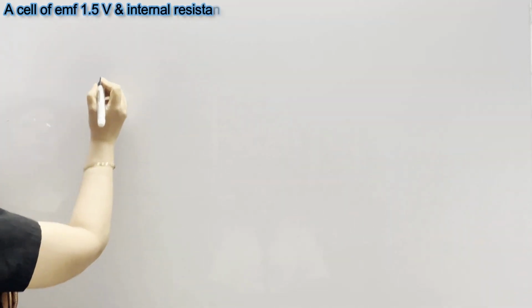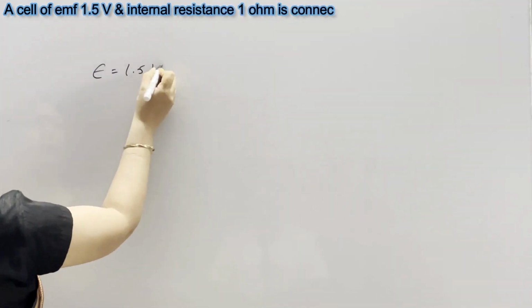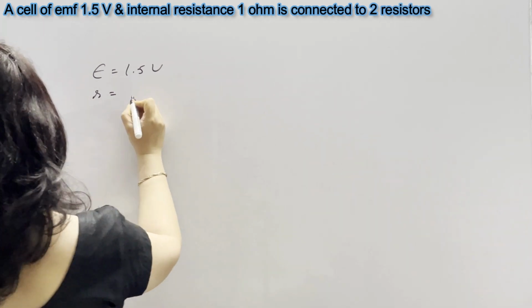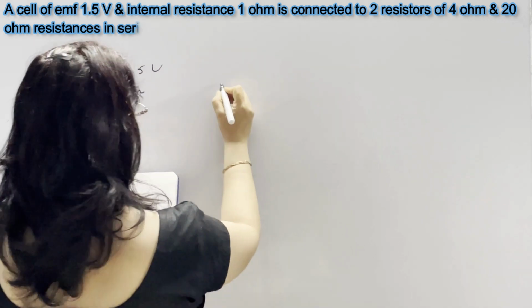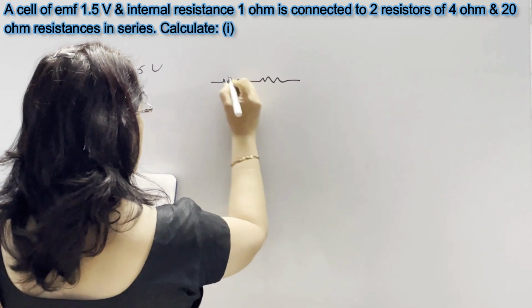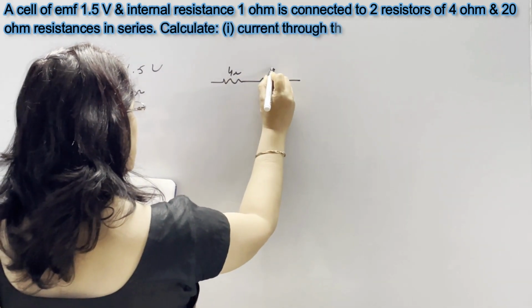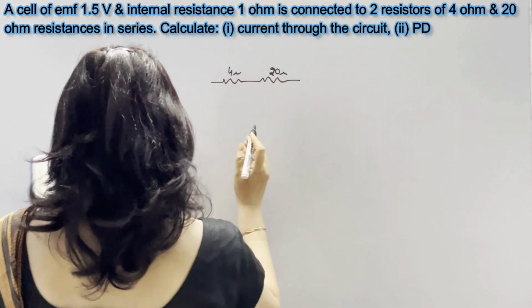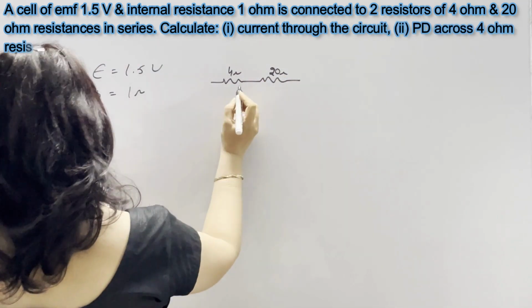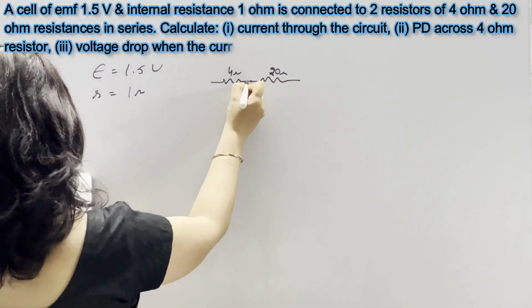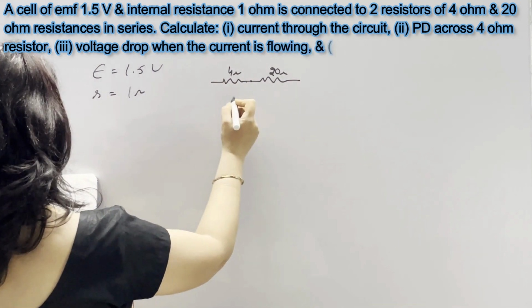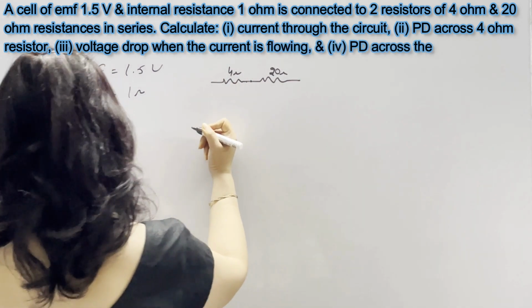In the third numerical, a cell of EMF 1.5 volt and internal resistance 1 ohm is connected to two resistors of 4 ohm and then 20 ohm, in series. Now calculate the current through the circuit, the potential difference across the 4 ohm resistor, then the voltage drop when current is flowing, and then the potential difference across the cell.